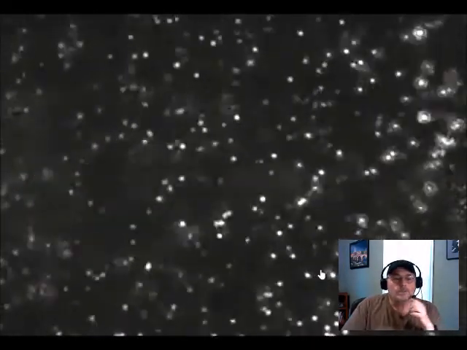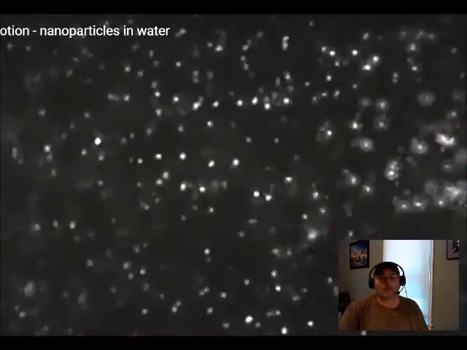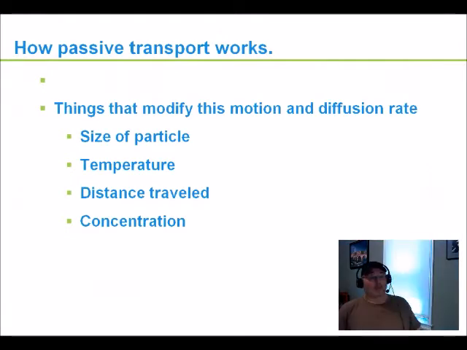And here you can see these are nanoparticles, very small particles that are moving randomly around. But there are different things that can modify how things diffuse. If we have a high concentration of stuff in one area and a low concentration in another, depending on how high the concentration is, the faster it's going to spread.